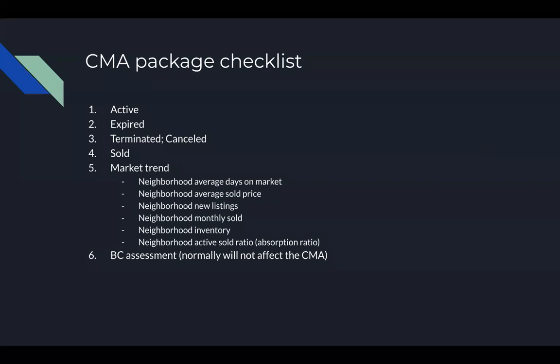And also you have to know how to read a market trend. This is very important. Market trend would be something like neighborhood average days on market and average sold price, new listings, monthly sold inventory, and active to sold ratio. We call it absorption ratio.